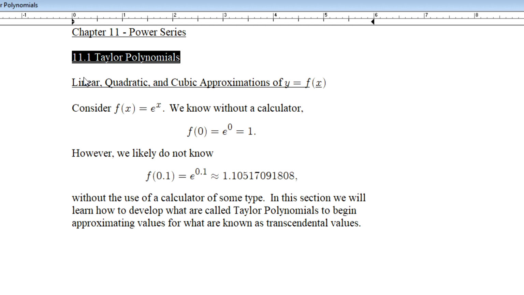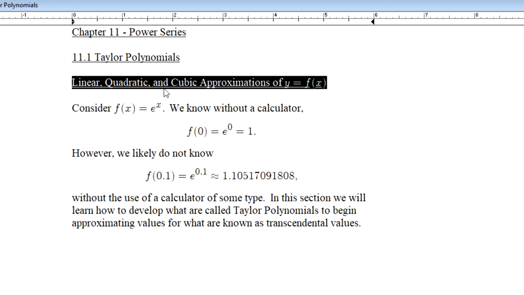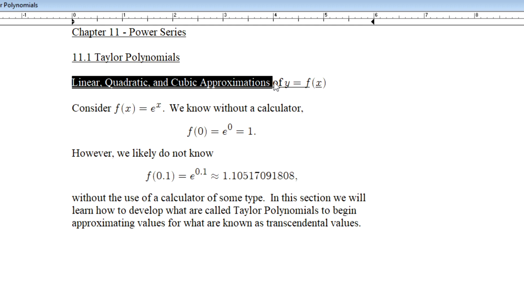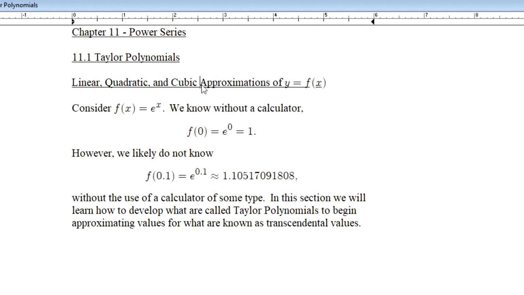Now, to begin facilitating this idea known as a Taylor polynomial, what I open with is what I call linear, quadratic, and cubic approximations of a function. We do have calculus methods for developing what we call approximations for the values of a function, right? And what we're going to see develop in this first bit of this set of notes is the linear, quadratic, and cubic approximations of a function. This is part of calculus.